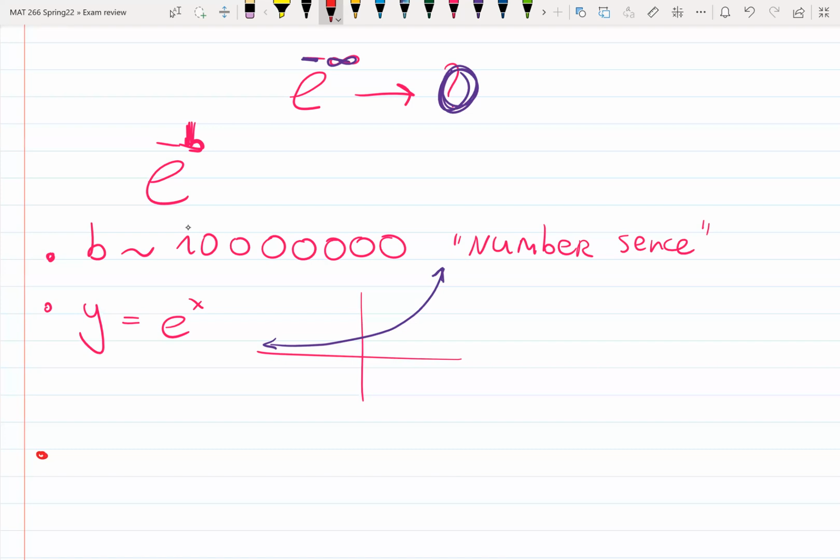And the third way, actually there are more than three ways, but e to the minus b can be written as 1 over e to the b.